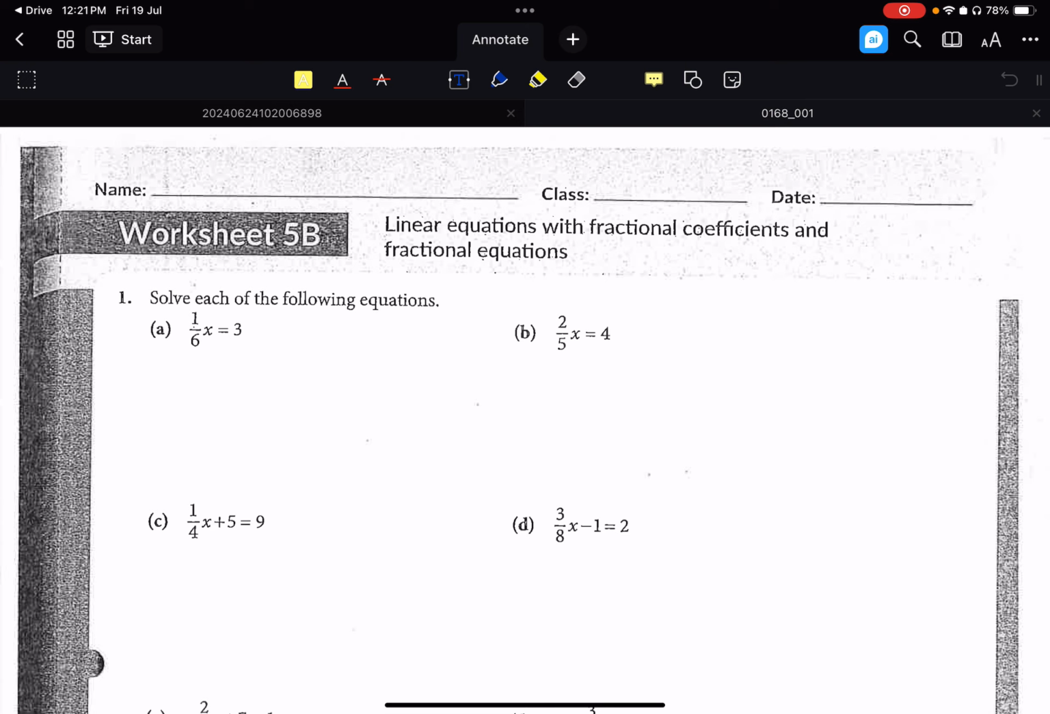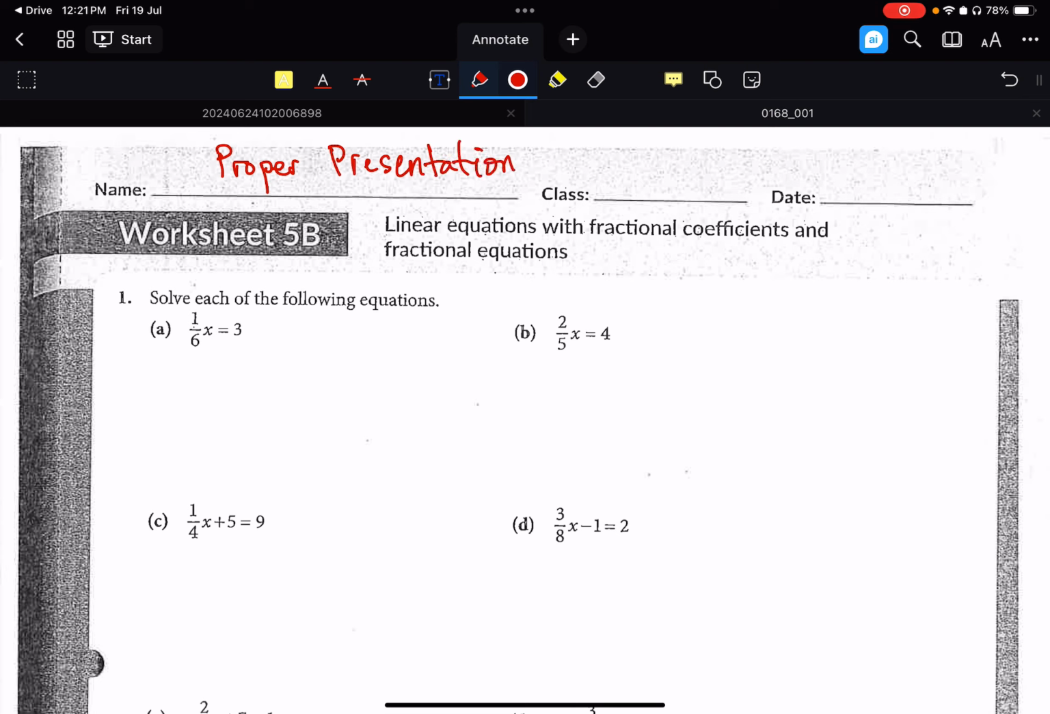So here is just a series of linear equations. They are not complicated, and you are required to solve them, which means finding the value of x. What I want you to take note of is to focus on proper presentation, right? Now, what is actually required when we are trying to present the solution to an algebraic equation? And the important thing is equivalence.